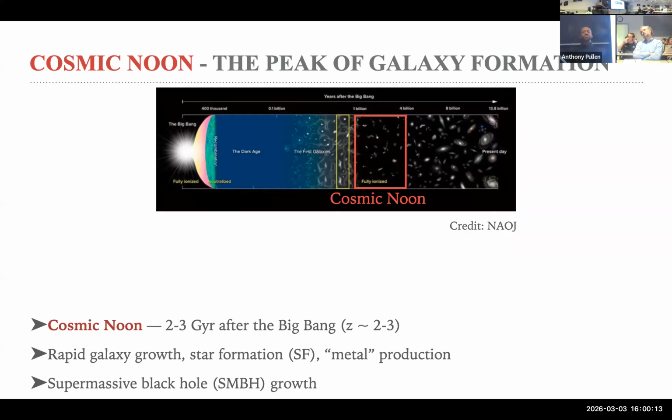So this epoch is about 2 to 3 billion years after the Big Bang, or between redshifts 2 to 3, 2 to 4-ish. This is a period that's characterized by rapid galaxy growth, rapid star formation, as well as production of metals. So once you had multiple generations of stars, you begin to produce heavier elements like carbon. This is also a period for rapid supermassive black hole growth. So, for example, this is the period when we start to develop the supermassive black holes that we find at the centers of galaxies, including our own.